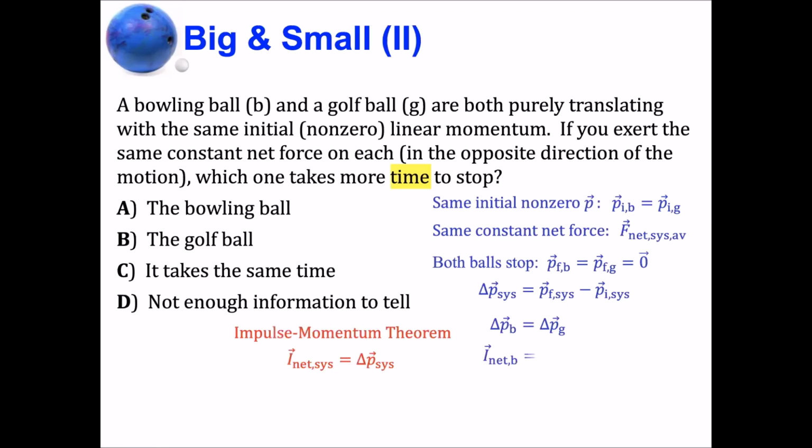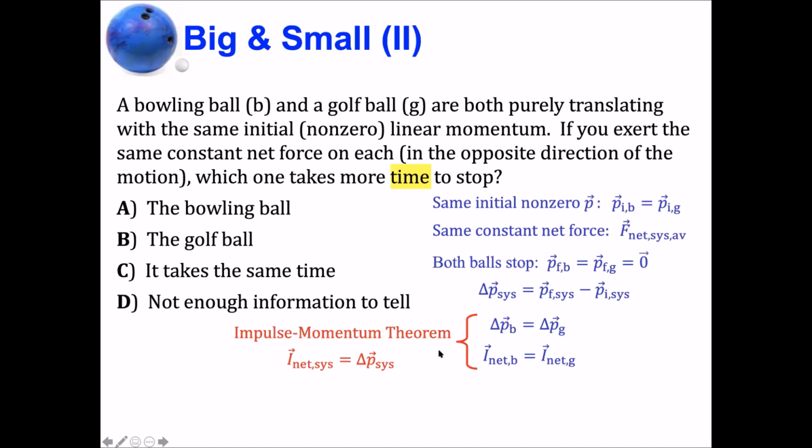The impulse momentum theorem tells us that that change in linear momentum is related to the net impulse that that particular system or object experiences. So the change in the linear momentum of the bowling ball is related to the net impulse on the bowling ball, and likewise, the change in the linear momentum of the golf ball is related to the net impulse on the golf ball. Those expressions are what we call the impulse momentum theorem, the idea that the change in the momentum of the system is related to the net impulse on the system.